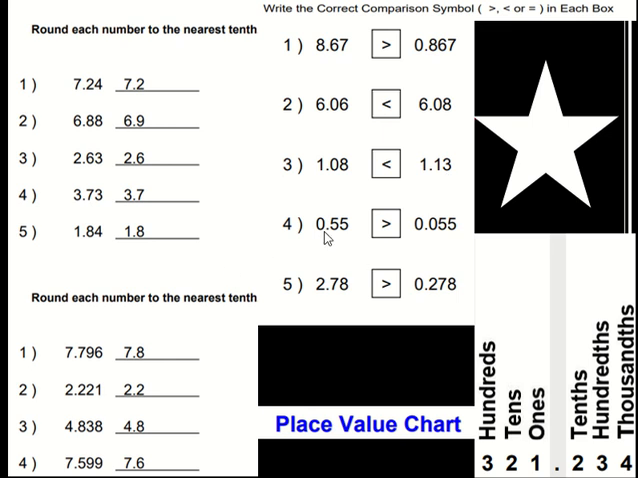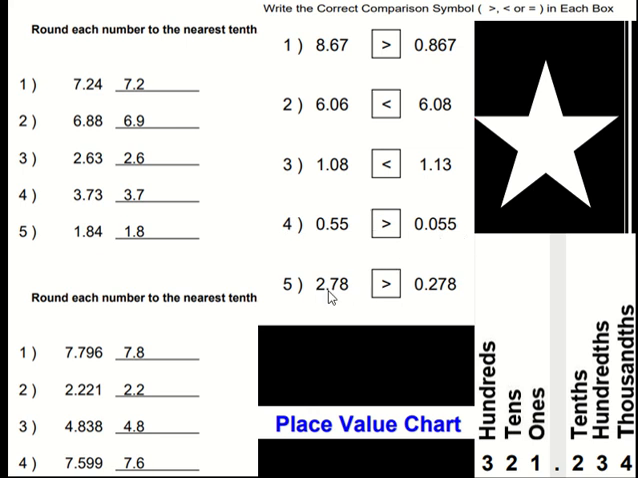Let's move right along to 0.55 being greater than 0.055. It's the same process. Don't let the numbers fool you. There is a 0 in the ones place. Now let's move to the right of the decimal. We have the tenths place and the hundredths place in this number. The tenths place has a 0 on this problem and it has a 5 on this problem. So you know that this one is bigger than that one because a 5 is bigger than a 0. So 0.55 is greater than 0.055.